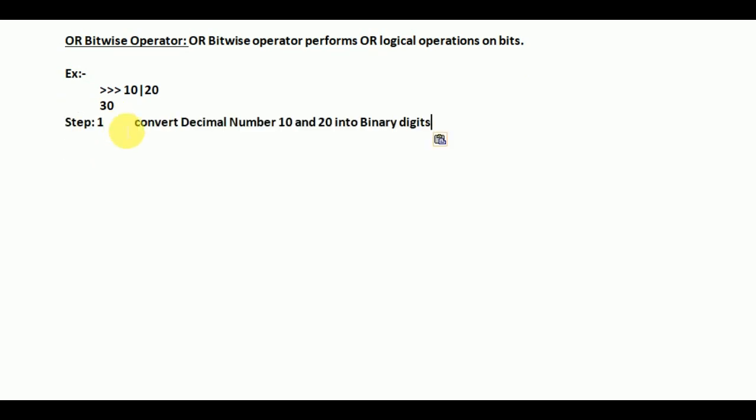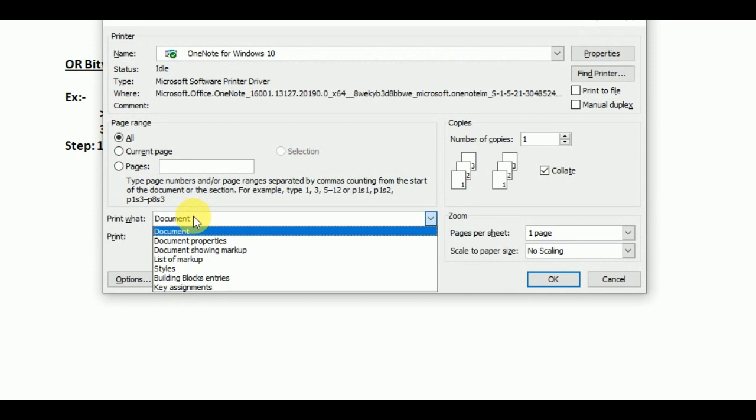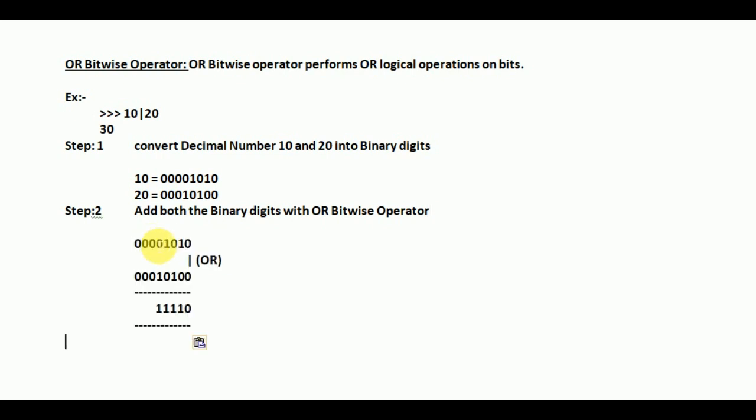So step 1, convert the decimal numbers 10 and 20 into binary digits. These are the binary values of 10 and 20. Now in step 2, we combine these two binary numbers using the OR logical operation, with the OR bitwise operator. So this is the process.